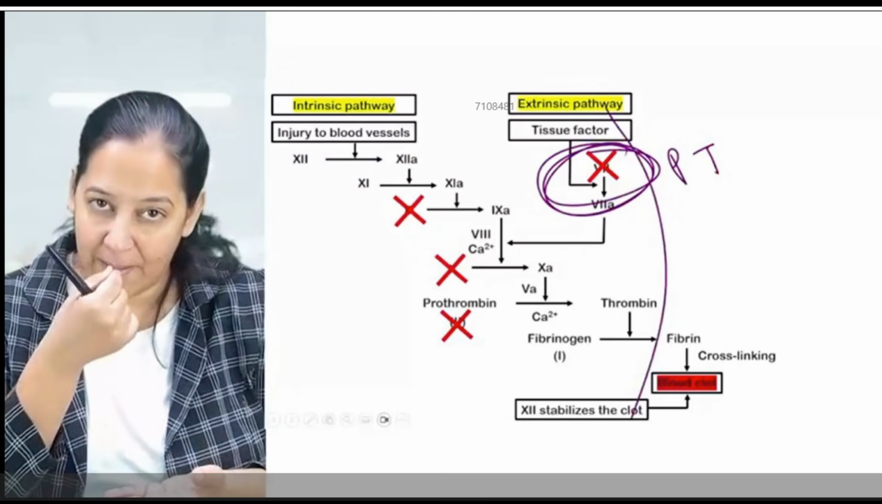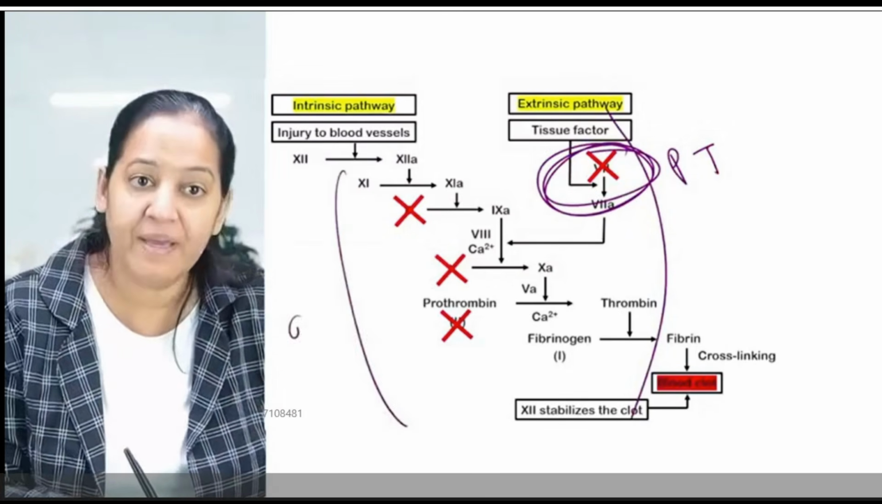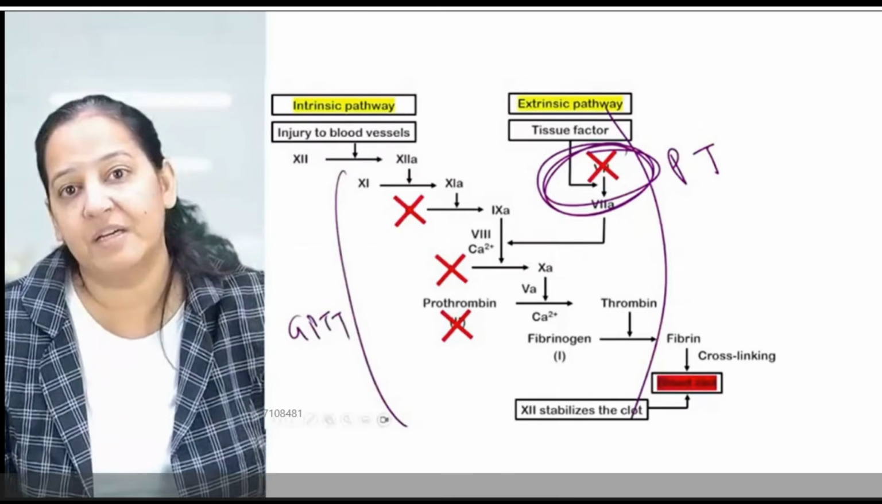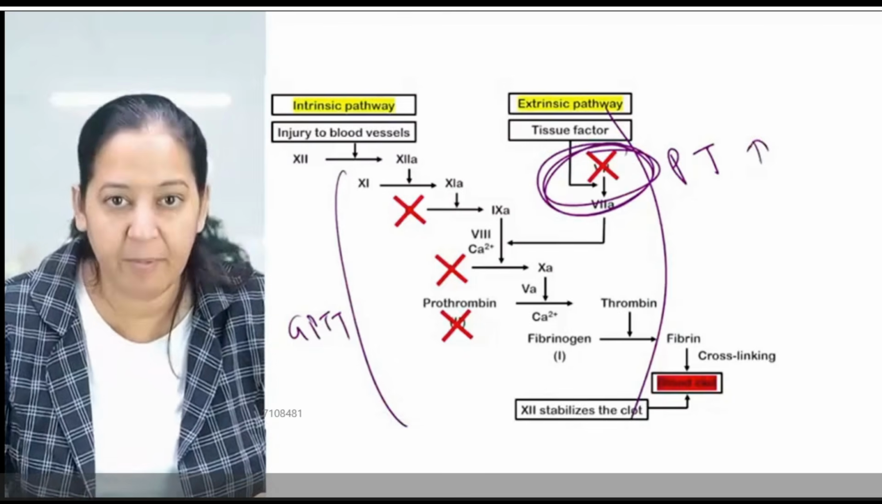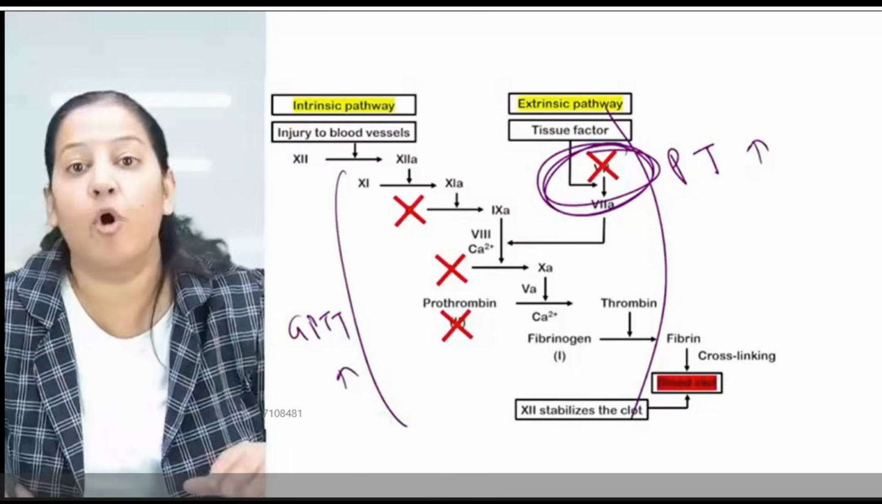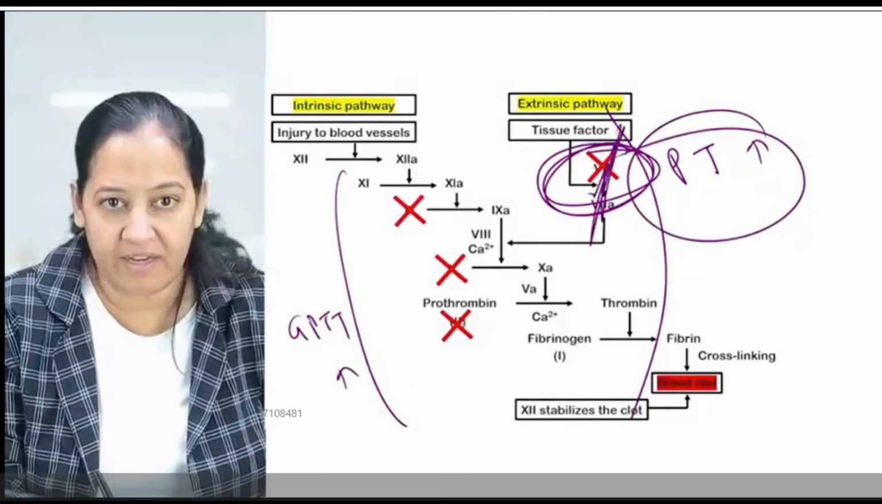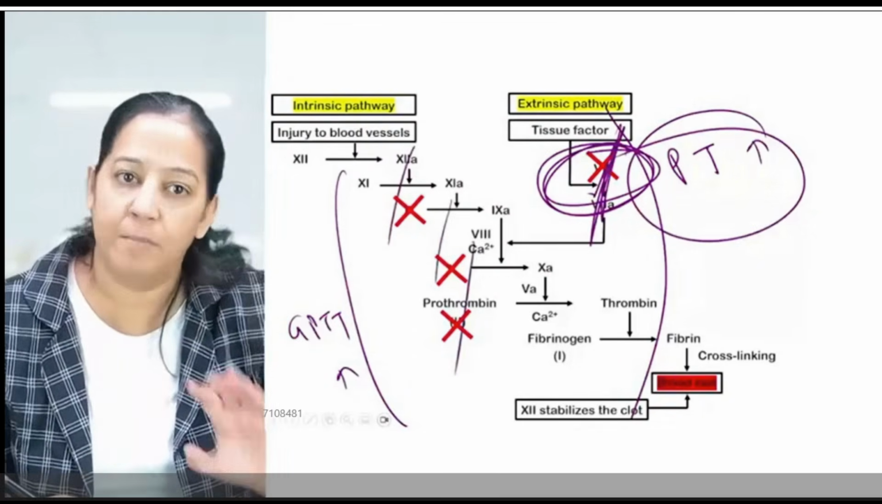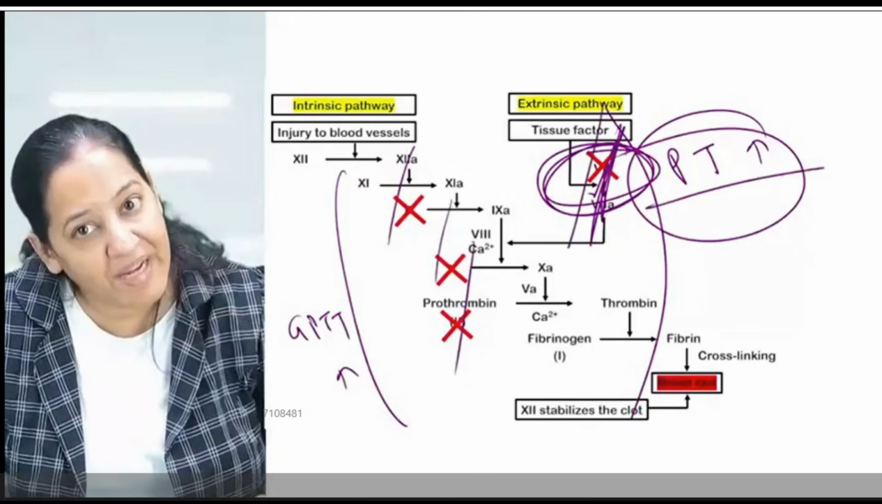So if I'm taking a tablet of warfarin, whether warfarin is working in me or not, shall I measure aPTT or shall I measure PT? Which one will be prolonged on taking warfarin? Both will be prolonged, but first PT will be prolonged because earliest to fall is 7. Okay, 2, 9, 10 will also fall, but later on. First 7 will fall. Since 7 will fall first, PT will be prolonged.